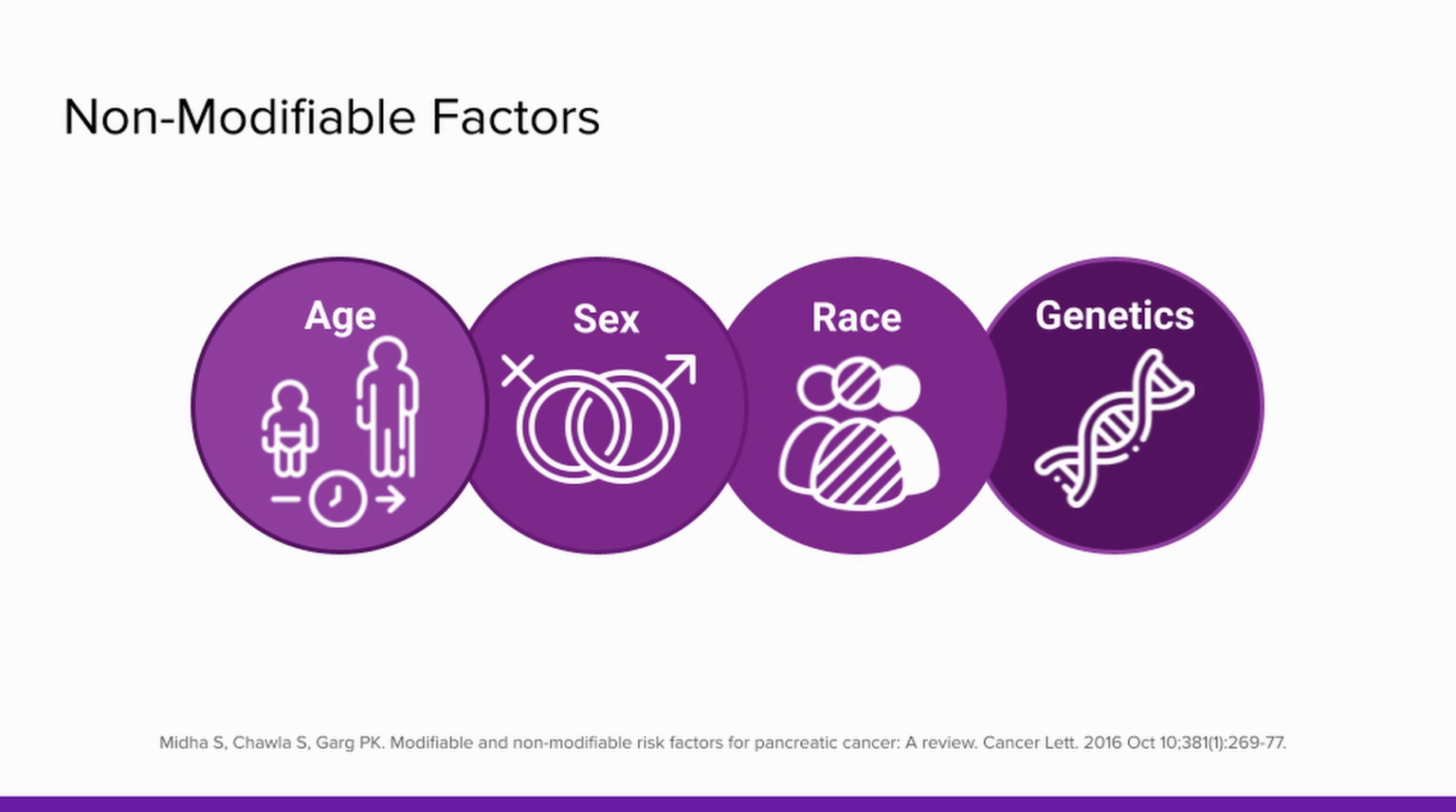Non-modifiable risk factors for pancreatic cancer include age, sex, race, and genetics. The majority of cases are found after the age of 45, with the average patient being 70 years old. Men are more likely to develop pancreatic cancer than women, possibly due in part to their higher rates of smoking. African Americans are also more likely to have pancreatic cancer. The reasons for this are unclear, but other existing health disparities likely contribute.